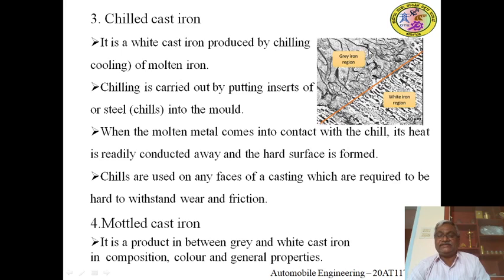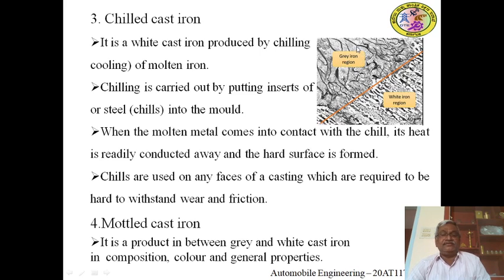Here carbon is in free form, in graphite flakes. But in the other region, where quick cooling is provided by using metal chills, the carbon is in combined form, in the form of cementite. So it appears white, and this region will be very hard, whereas the above region where slow cooling is taking place will be grey.